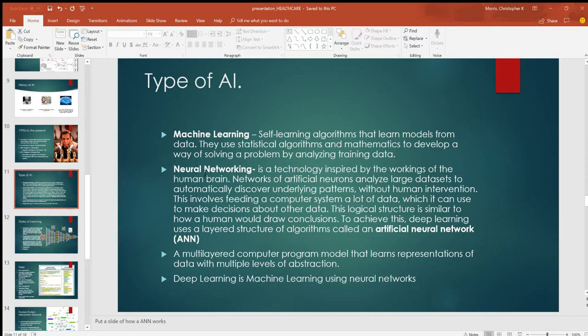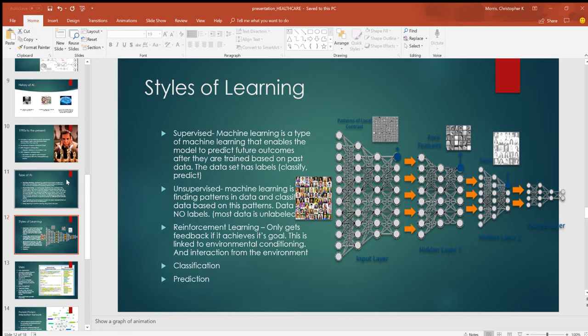This next slide mostly revolves around neural networking. This is not so much machine learning, but supervised learning, which is a type of machine learning that enables the model to predict future outcomes after it is trained based on past data. The data set has labels to classify and predict them. Essentially, in supervised learning, we're trying to map an input to an output. In supervised learning, we use, though we don't have to, several hidden layers, which are the layers between the input and the output layer. This helps us to process and classify the data better.